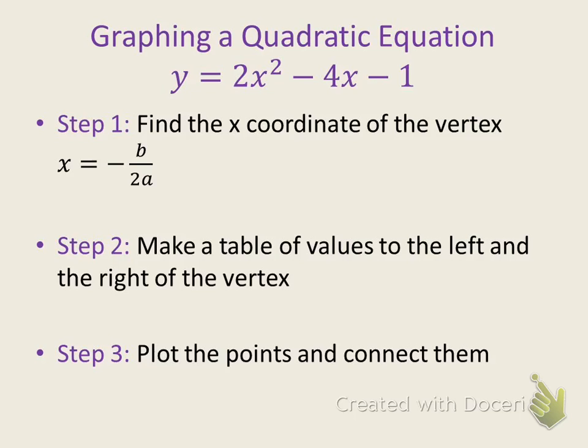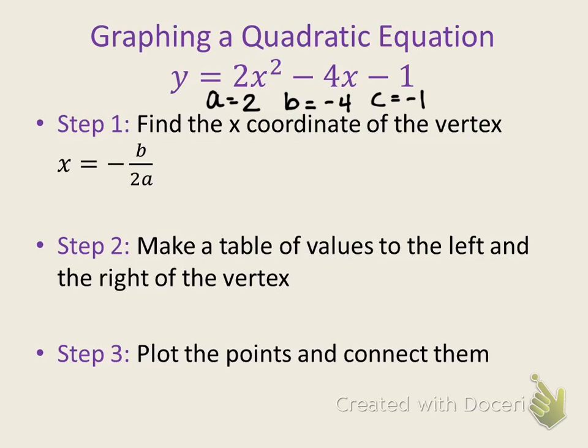Well, let's use the quadratic equation that I gave you right here up top, which is y equals 2x squared minus 4x minus 1. Let's label A, B, and C first. What is A in this problem? 2. What is B? Negative 4. And what is C? Negative 1.